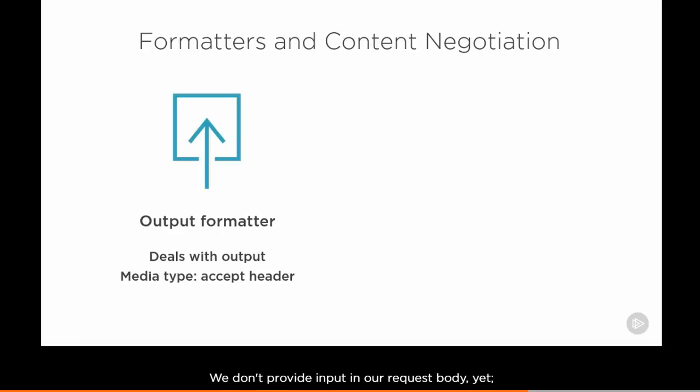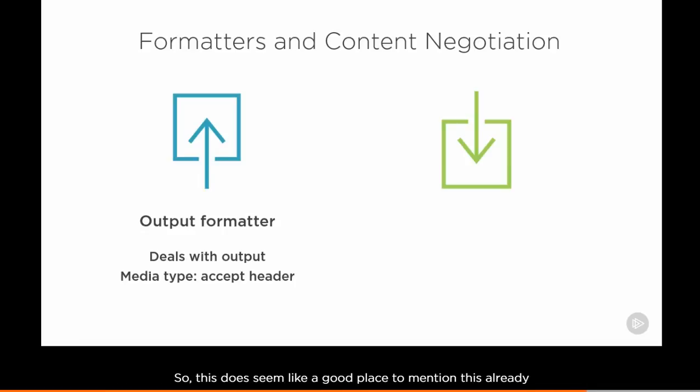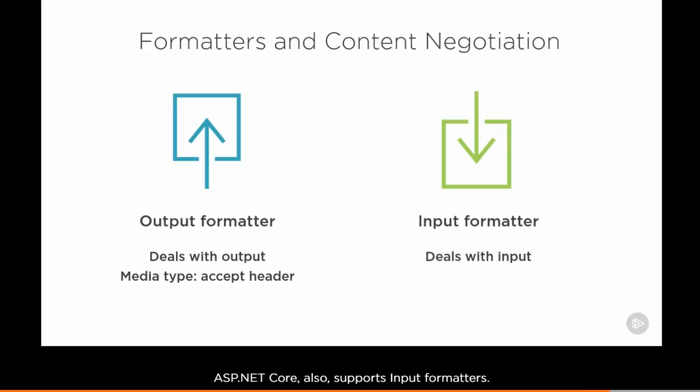We don't provide input in a request body yet. That's what we'll do once we start creating and updating resources in the next module, coming up right after the next demo. So this does seem like a good place to mention this already, because next to output formatters, ASP.NET Core also supports input formatters. An input formatter deals with input. For example, the body of a POST request for creating a new resource. For input, the media type of the request body is identified through the Content-Type header. Let's see how we can configure these.